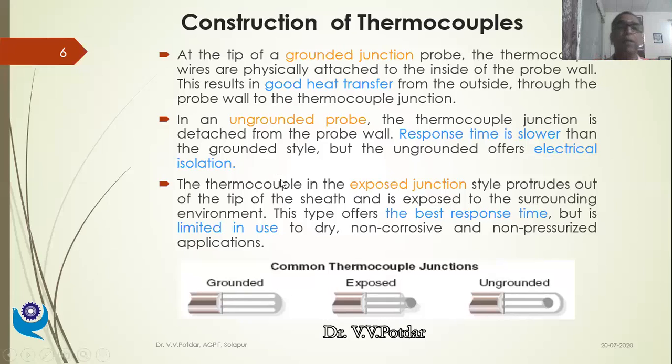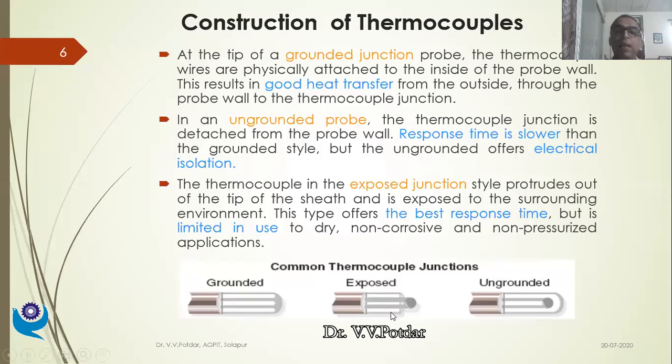The third type is the thermocouple in the exposed junction. I talked about the ungrounded type, sorry. The ungrounded probe is the one which is not connected to the ground or the earthing, so to say. This is the ungrounded type. This is the grounded type.